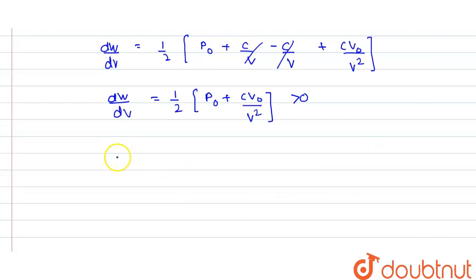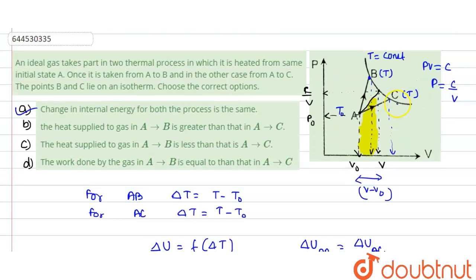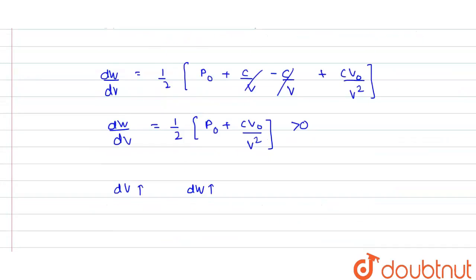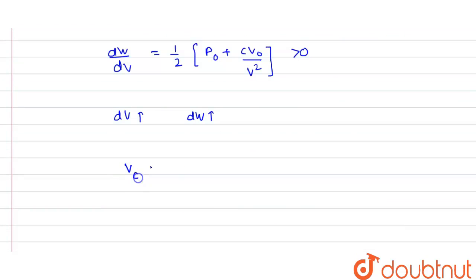That means if we increase the volume, then work would increase. Now if we see in the figure, which has a greater volume, B or C? From the figure we can say that C has a greater volume. So the volume of C is greater than the volume of B. Therefore work in the part AC would be greater than work in the part AB. Therefore heat in the part AC would be greater than heat in the part AB.